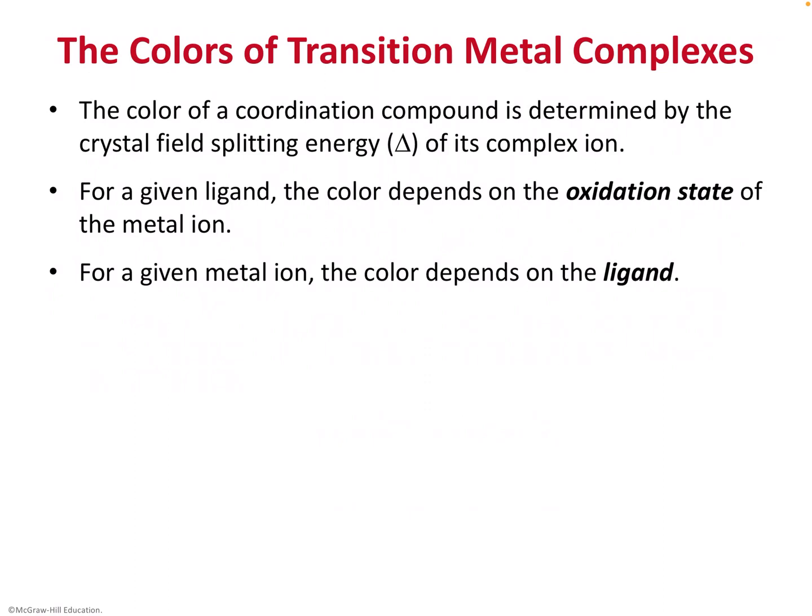The colors of transition metal complexes. The color of a coordination compound is determined by the crystal field splitting energy of its complex ion. For a given ligand, the color also depends on the oxidation state of the metal ion. For a given metal ion, the color also depends on the ligand. So there are some factors that affect the color: the crystal field splitting energy, the oxidation state, and the kinds of ligands surrounding the central metal atom.